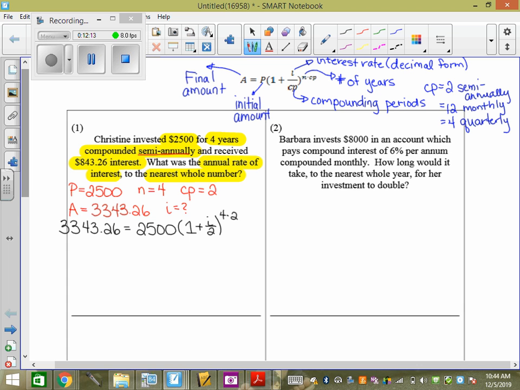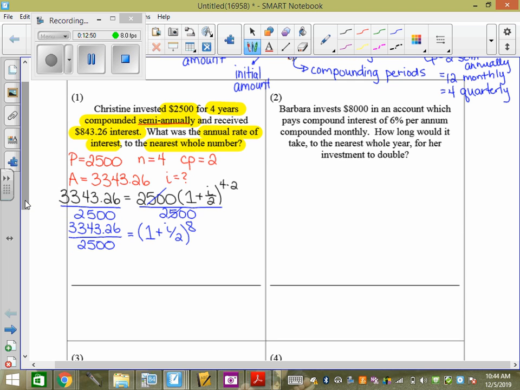So the very first thing I do if I have a final and an initial amount is I divide that initial over. So I'm going to divide by 2,500. I'm not going to reduce it. I'm just going to leave it there. So now I have 3,343.26 divided by 2,500 equals 1 plus i divided by 2 to the 8.